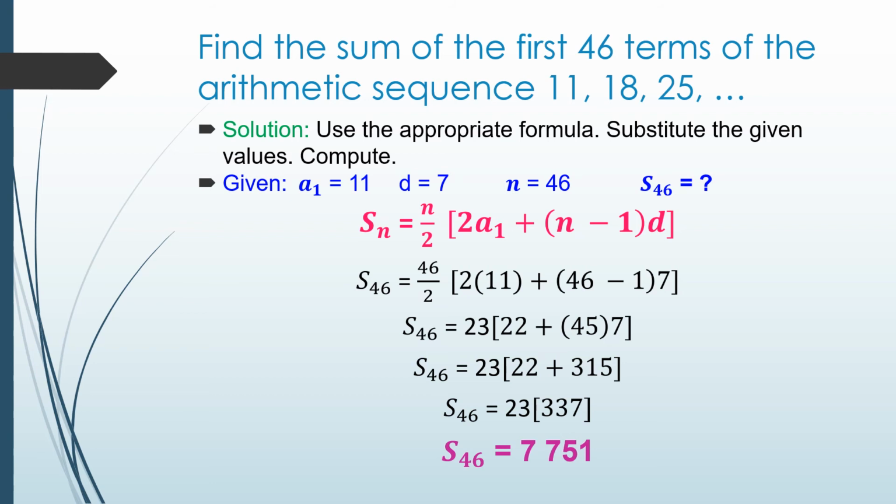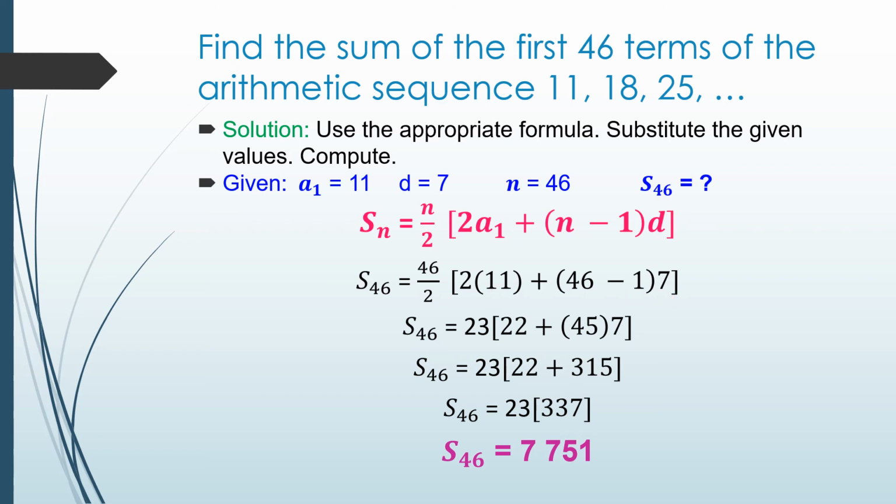Now, simulan na natin. Let us substitute the given values. So, we have here S sub 46. So, ang number of terms natin ay 46. Ito ay S sub n, so parehas lang sila ng ilalagay na number. And then, ang a sub 1 ay 11, ang n ay 46, and then ang common difference ay 7.